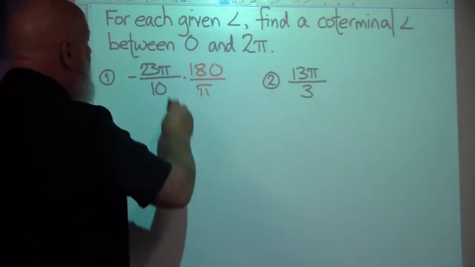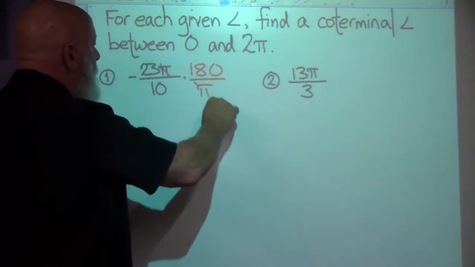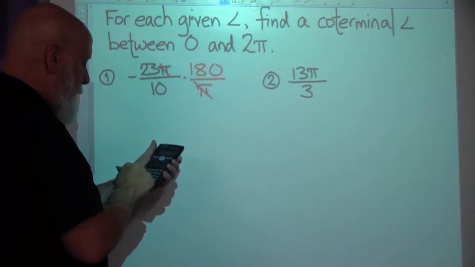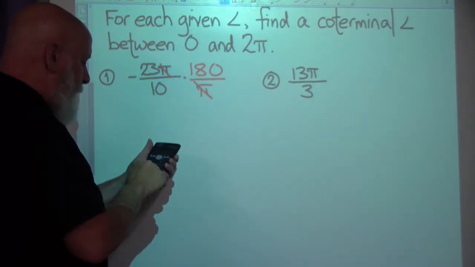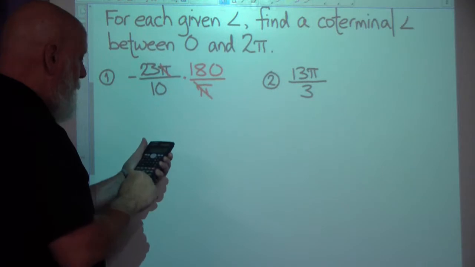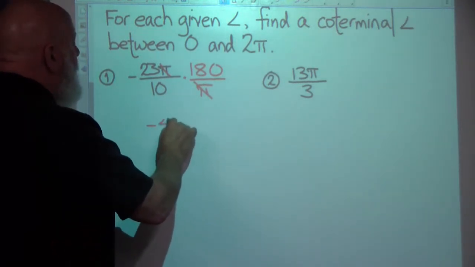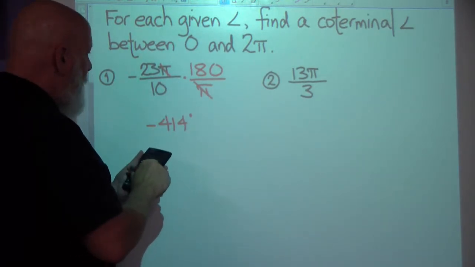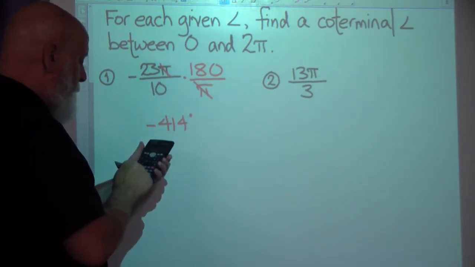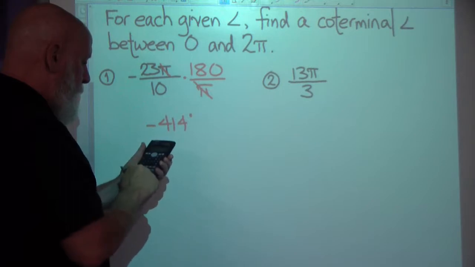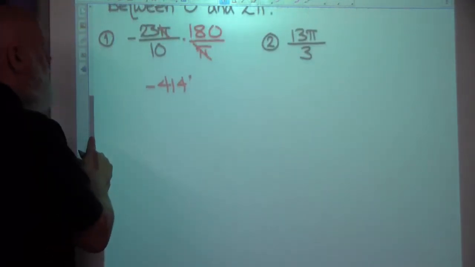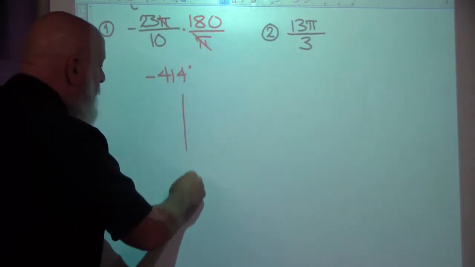And here we go. I'm going to cancel my pi's. And that will be 23 times 180 divided by 10 equals 414. That'll be negative 414 degrees. And let me do that again just to make sure. 23 times 18 equals 414. Okay. So what I'm going to do now is rotate negative 414 degrees.